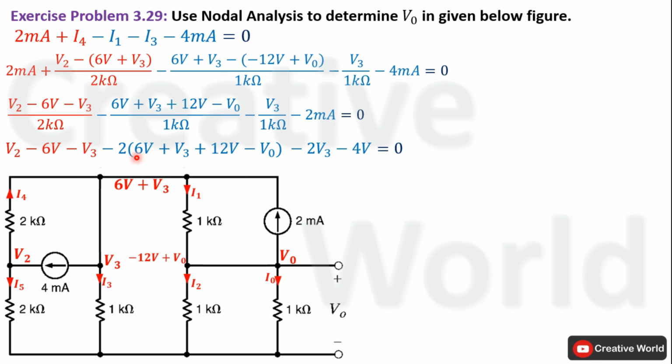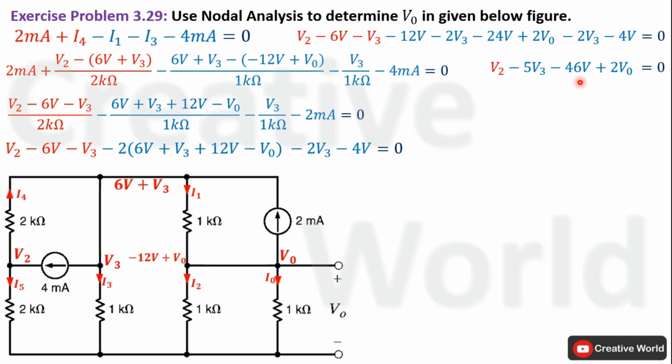Now open these brackets. Product of minus 2 with values inside the brackets will become minus 12 volt minus 2V3 minus 24 volt plus 2V0. Add constants together. Sum of minus 12 volt, minus 6 volt, minus 24 volt and minus 4 volt will become minus 46 volt. Similarly, sum of minus 2V3 and minus V3 will become minus 5V3. Place this constant value on the other hand side of equal. The equation will become 2V0 plus V2 minus 5V3 equal to 46 volt. This is the first node voltage equation of this network.